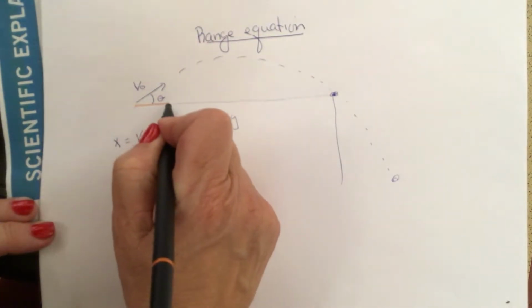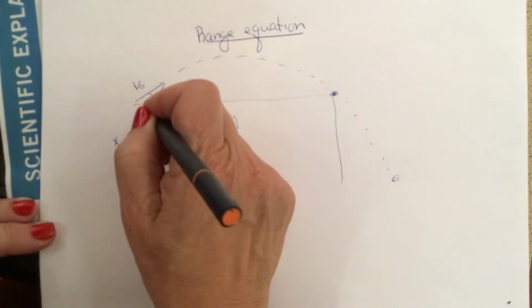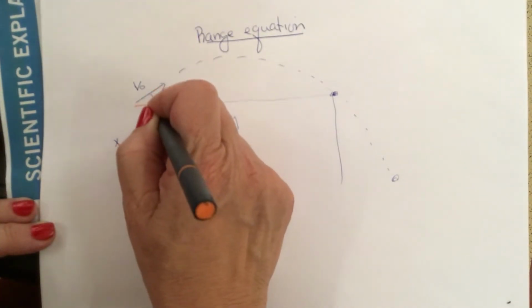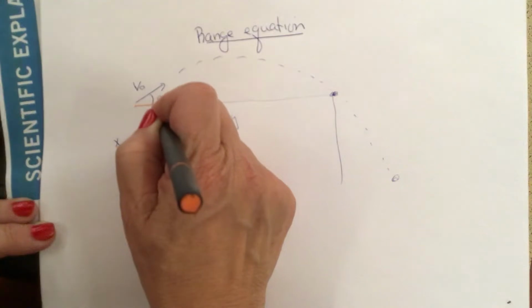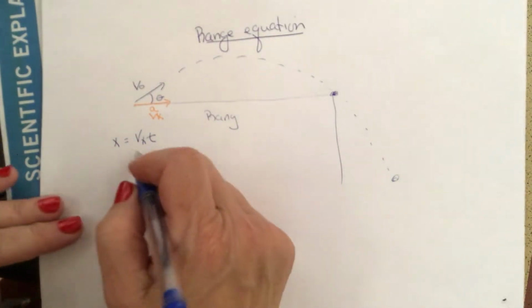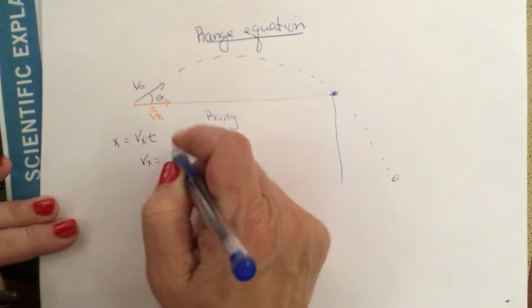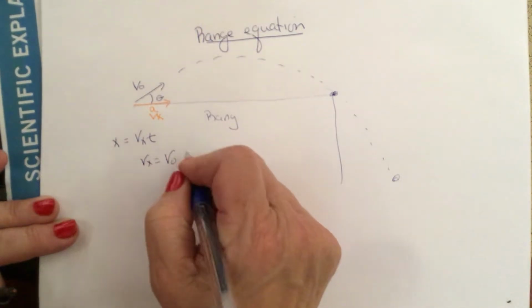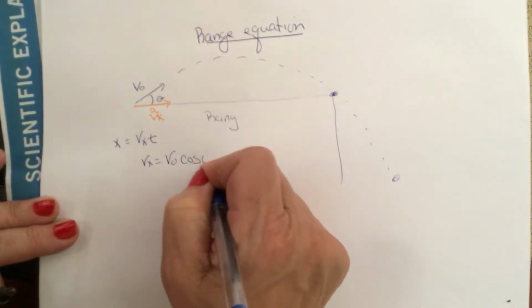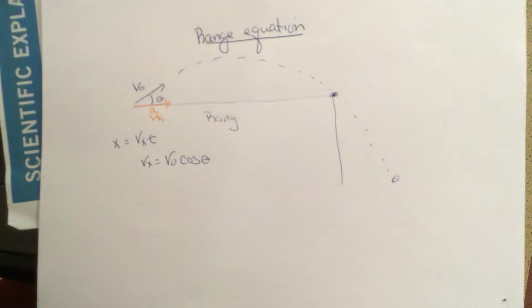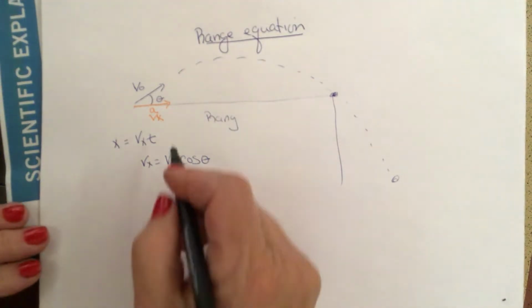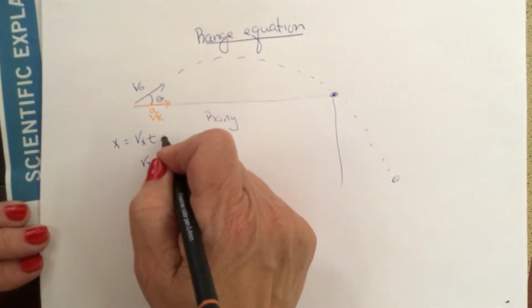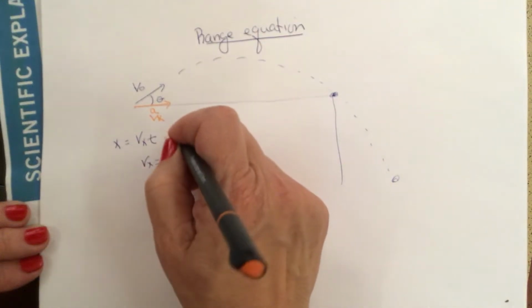Well, that's where we have to come back and disaggregate our vectors. And remember, this is the adjacent vector. So the velocity in the x direction is equal to the initial velocity times the cosine of theta. That's our launch angle. And time, the time that it's in the air, we call that the hang time.